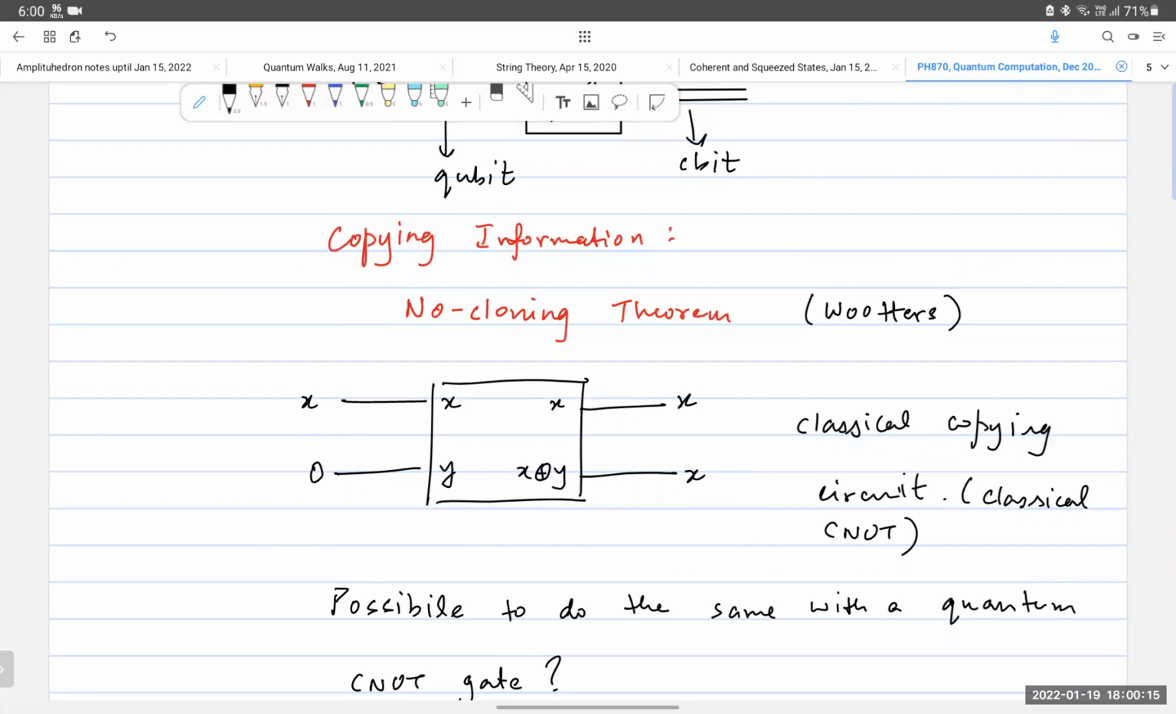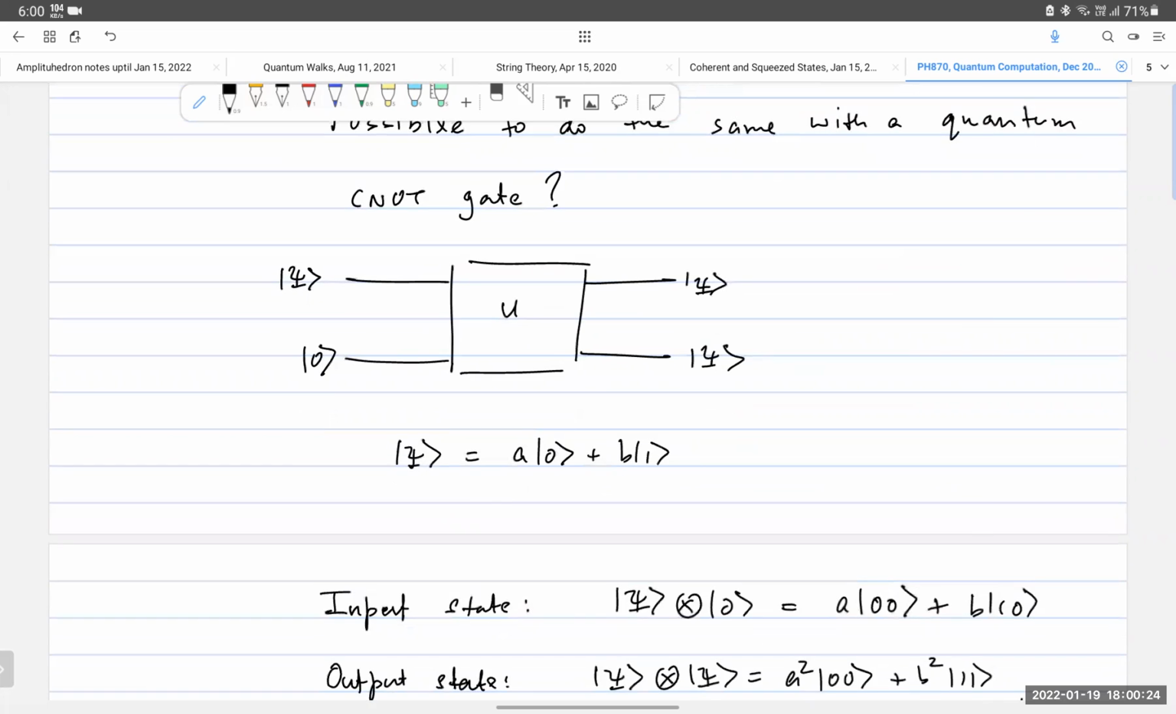Okay. So let's see. In fact, we can prove this, and let me go over that proof.